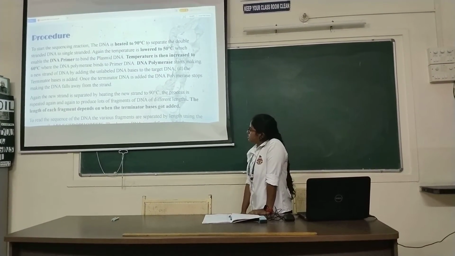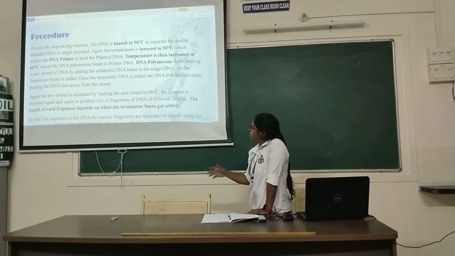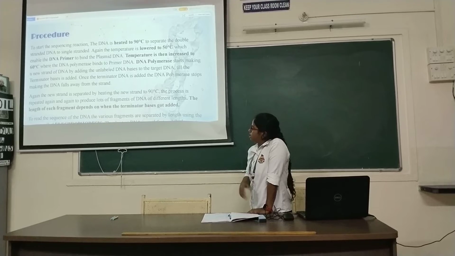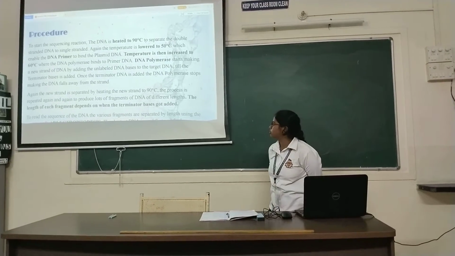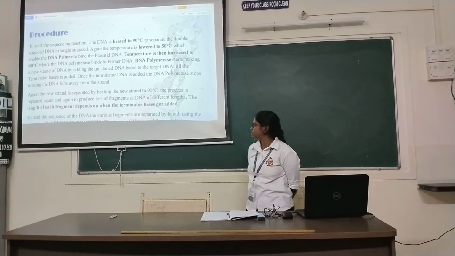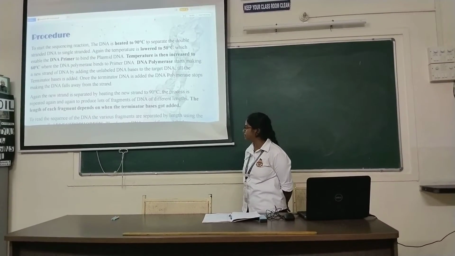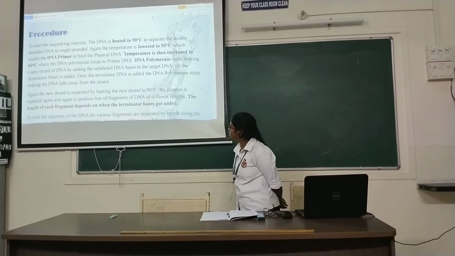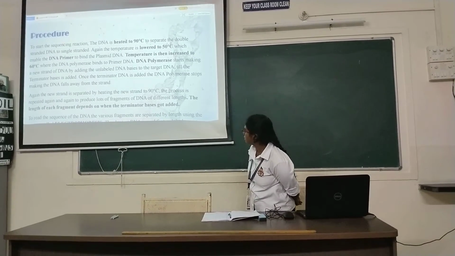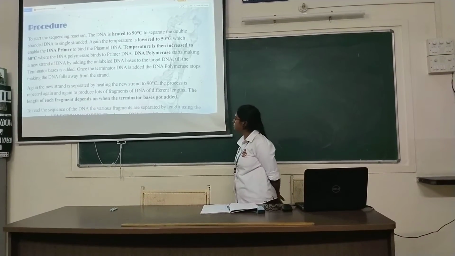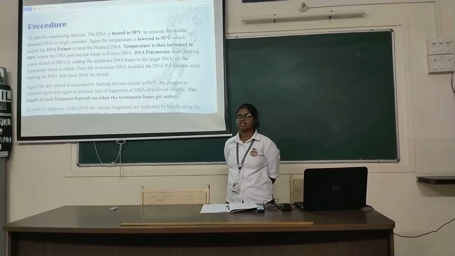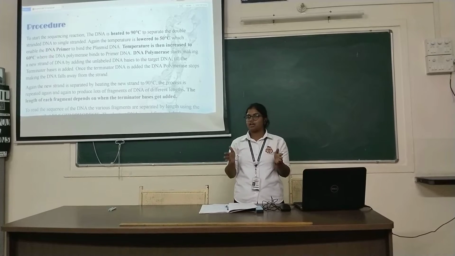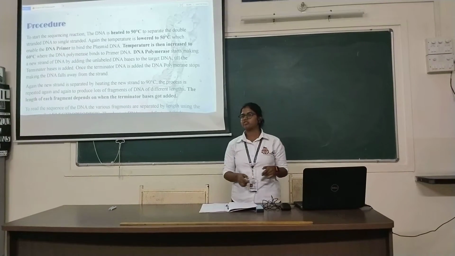Again, the new strand is separated by heating to 90 degrees Celsius. The process is repeated again and again to produce lots of fragments of DNA of different lengths. The length of each fragment depends on when the terminator bases got added. Depending on that, we get different lengths or different fragments of DNA.